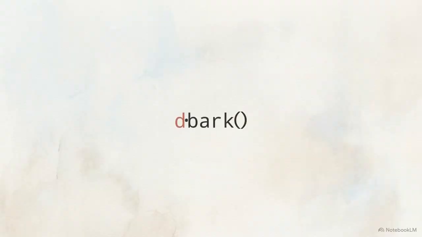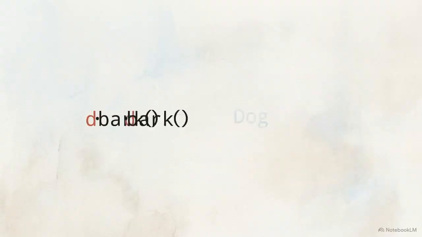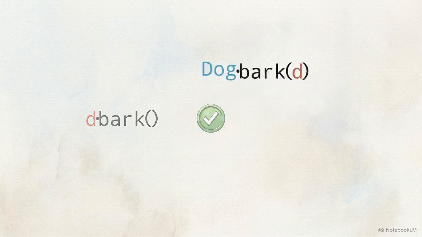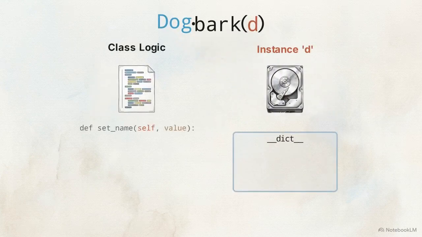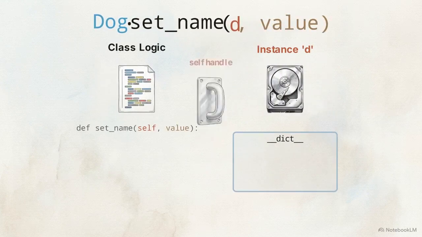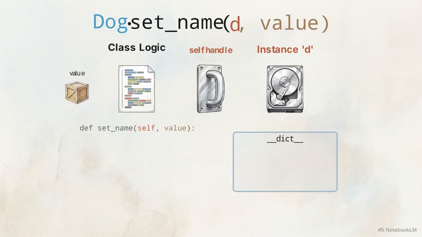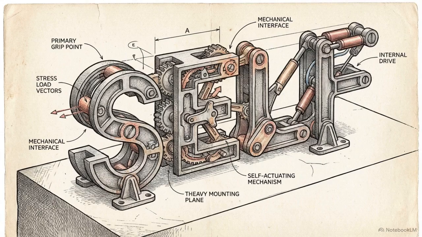During execution, the syntax d.bark is translated to Dog.bark(d). The bound method inserts the instance pointer as the first explicit argument. For a modifying method like setName, this argument is the handle needed to inject new key-value pairs into the object's local state. Self is simply the developer-facing name for this explicitly passed dynamic memory handle.